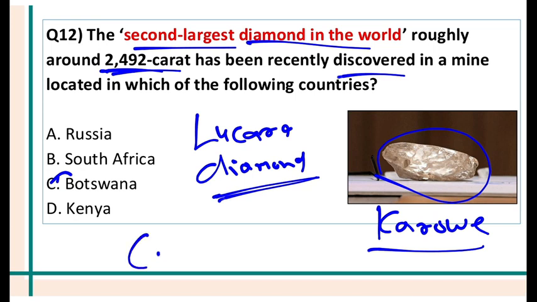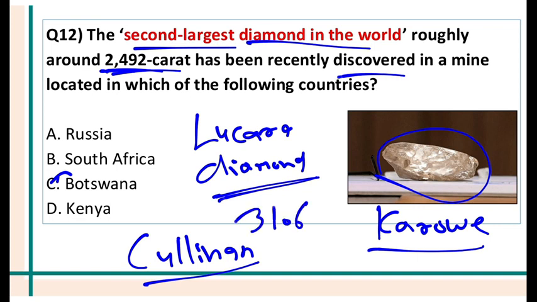Which is the largest? The largest is the diamond called Cullinan diamond, which is 3106 carat. It was discovered in South Africa around 120 years ago. And Botswana is one of the largest producers of diamond in the world.